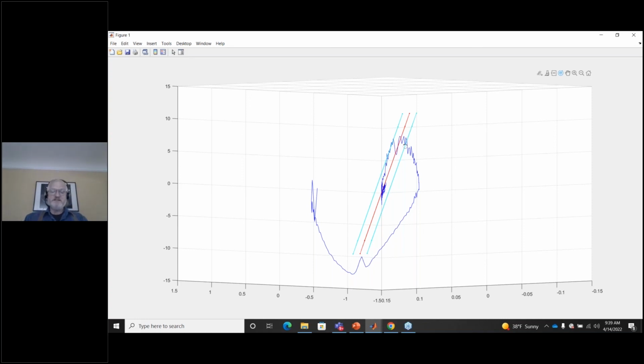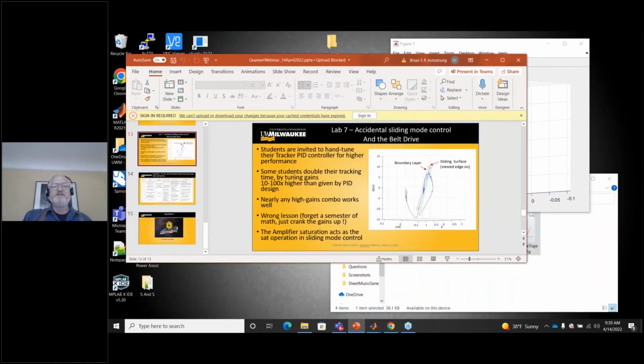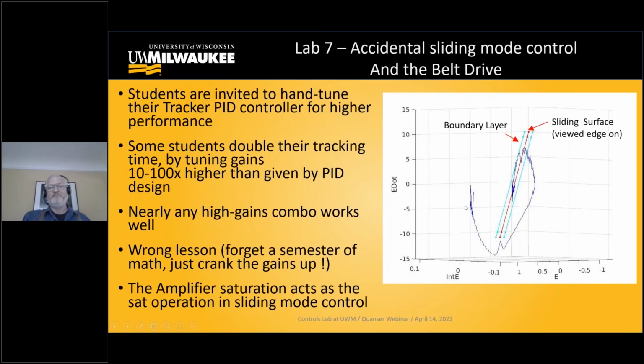And this is what the high gain control is doing. An attribute of sliding mode control is that detailed modeling is not required. You just make the gains high enough. And this of course is just what we're seeing in the lab. The students make the gains crazy high, and then they get good control.